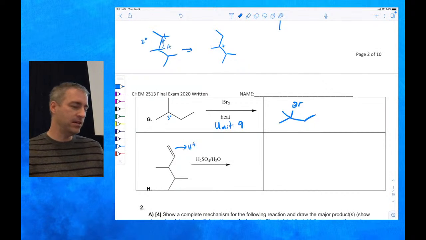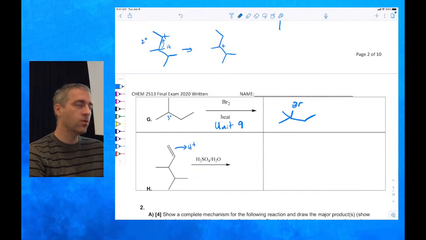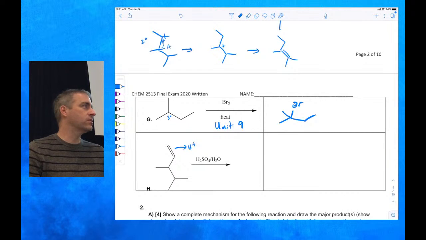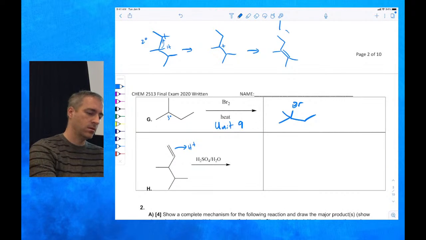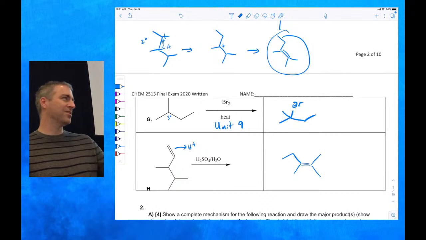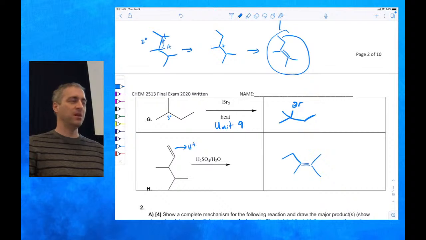Then you get elimination, and this is going to follow the Zaitsev rule. And then the best alkene that you can get is going to be the one that gives you a tetrasubstituted product up here. So let's draw that one in. I don't know, for some reason I like drawing my alkenes horizontally. So spin it around a little bit there.